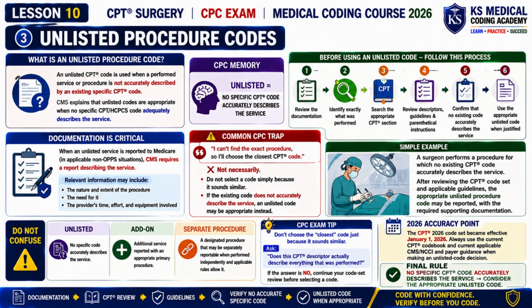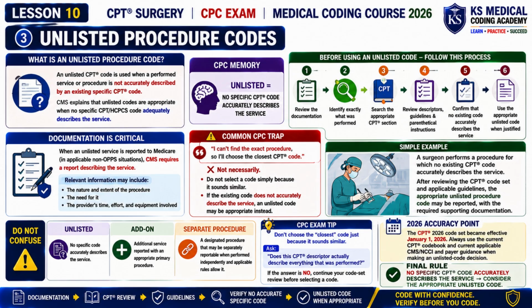The next question is critical: does an existing CPT code accurately describe the entire service performed? If it does, use the appropriate specific code. If no existing code accurately describes the service, an unlisted procedure code may be appropriate, with the required supporting documentation. Documentation is especially important when reporting unlisted services. The report should provide sufficient information about the procedure and the work performed so the service can be evaluated.